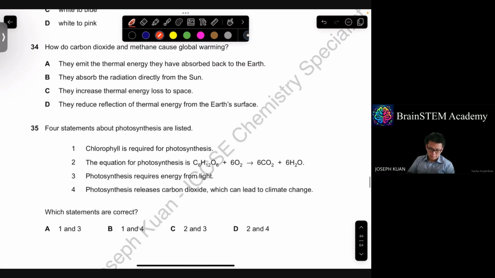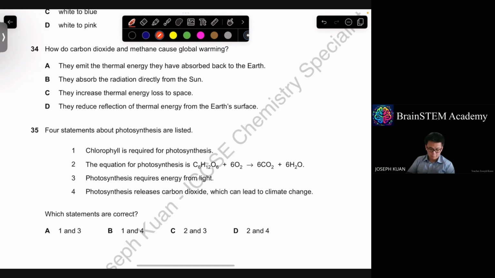How do carbon dioxide and methane cause global warming? As they are greenhouse gases, they don't increase thermal energy loss to space. They emit the thermal energy they absorb back to Earth. So A is the best out of all. Others are not super accurate.